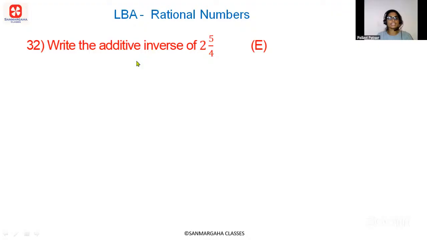In the rational number chapter, look at question number 32. Write the additive inverse of 2 into 5 by 4. So this is a mixed fraction. We should write it as an improper fraction. So here I will repeat the question.